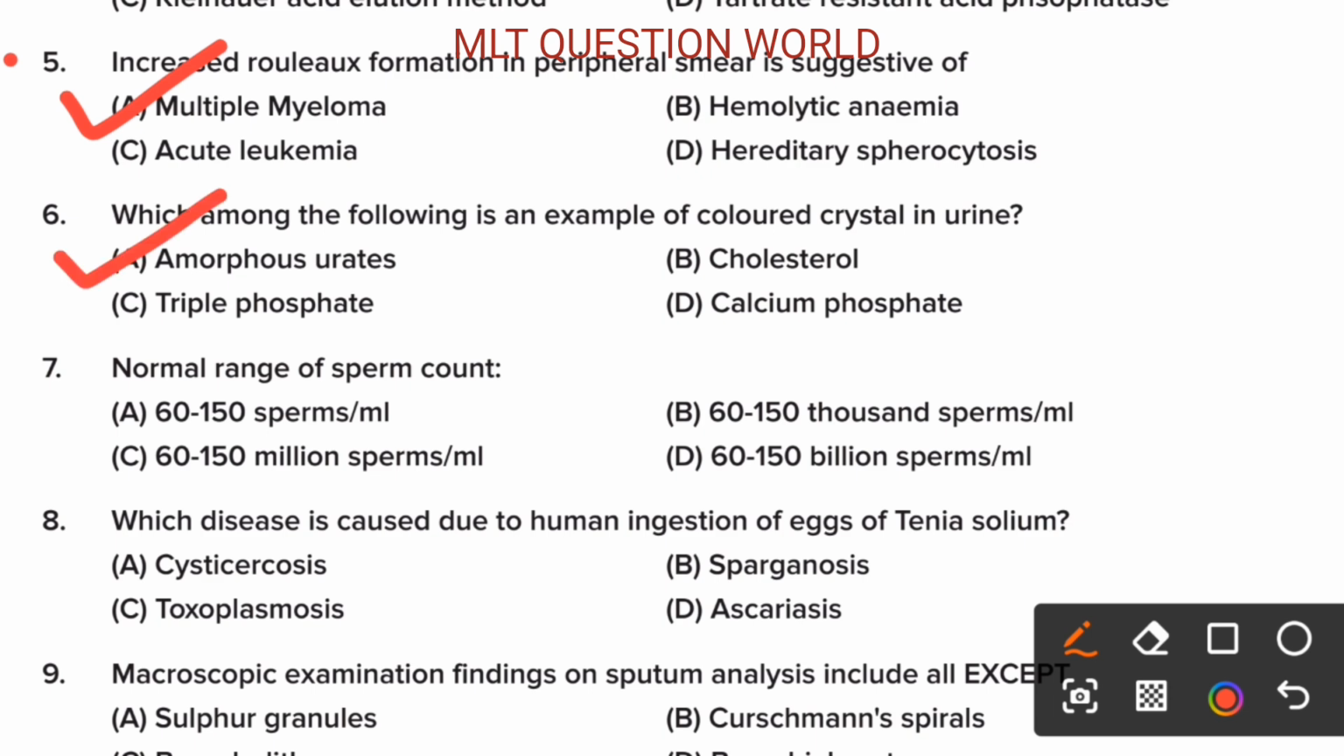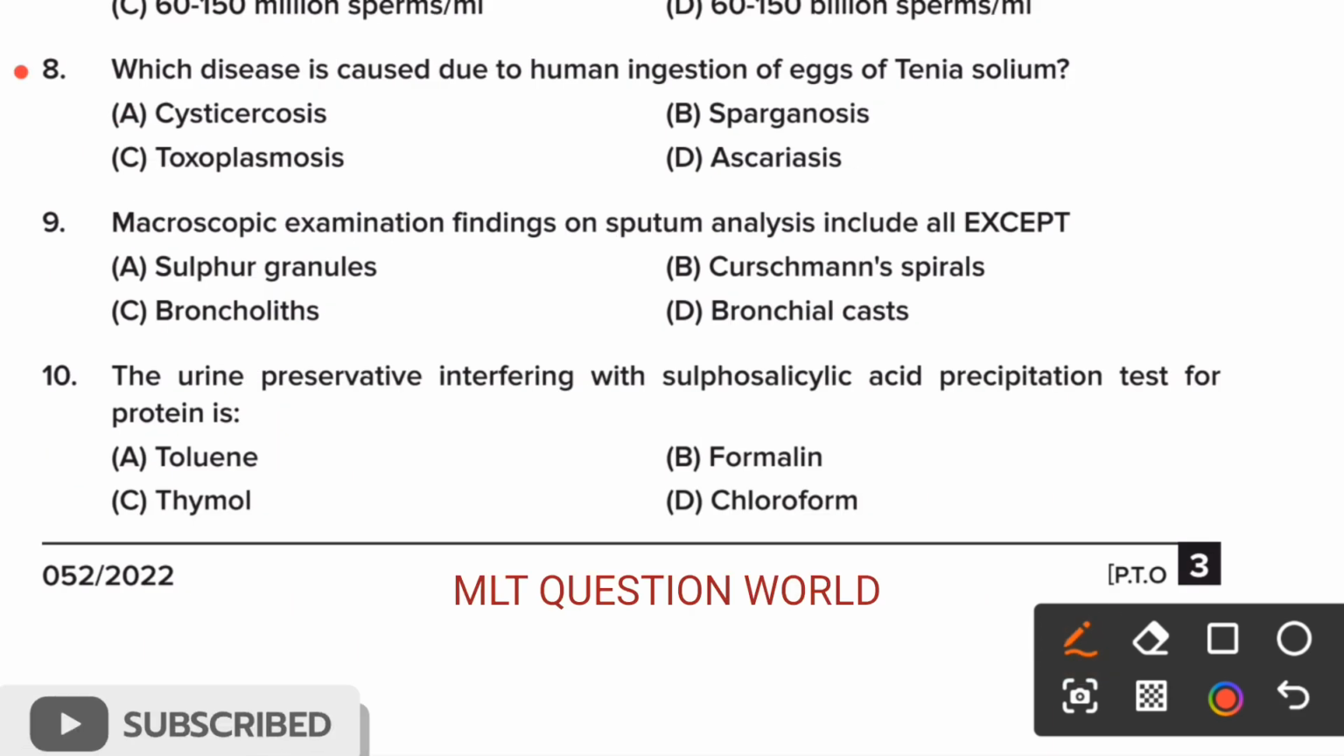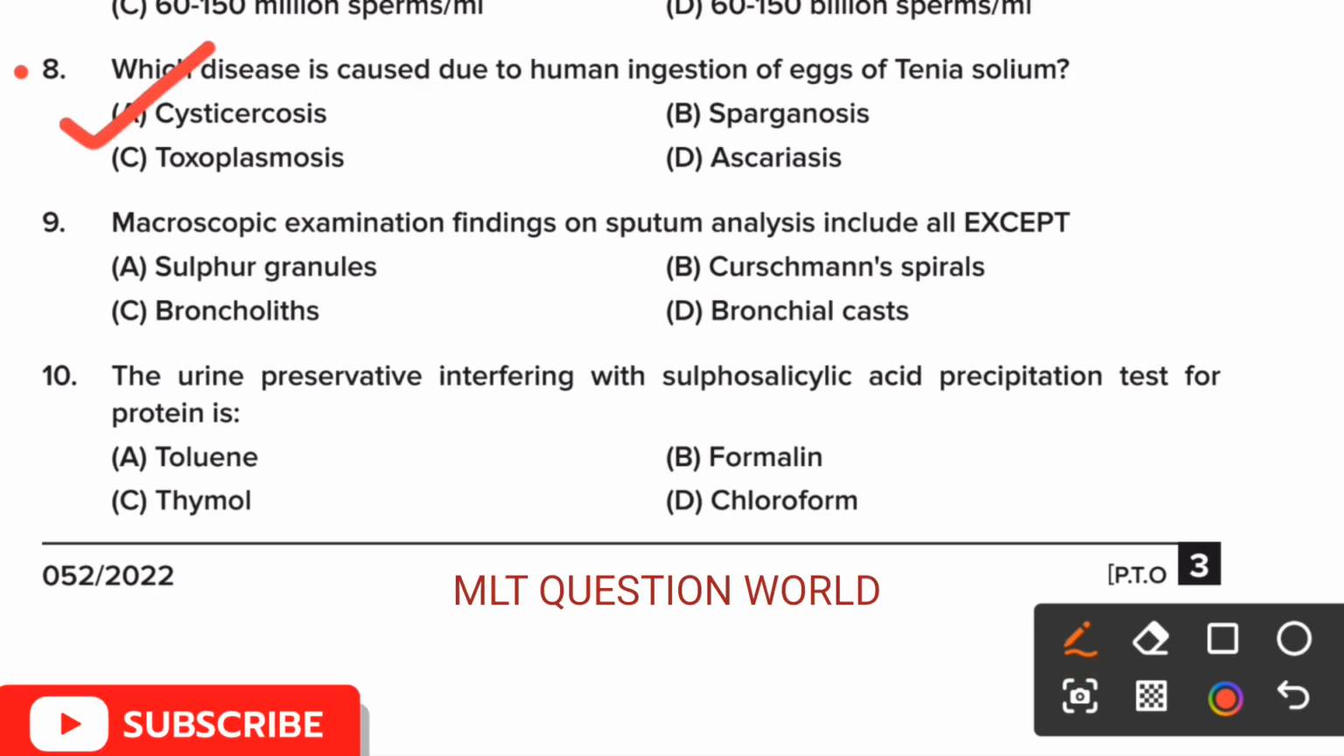Normal range of sperm count: 60 to 150 sperms per ml, 60 to 150,000 sperms per ml, 60 to 150 million sperms per ml, 60 to 150 billion sperms per ml. The right answer is option C, 60 to 150 million sperms per ml. Next question. Which disease is caused due to human ingestion of eggs of Taenia solium? Cysticercosis, sporangiosis, toxoplasmosis, ascariasis. The right answer is option A, cysticercosis.